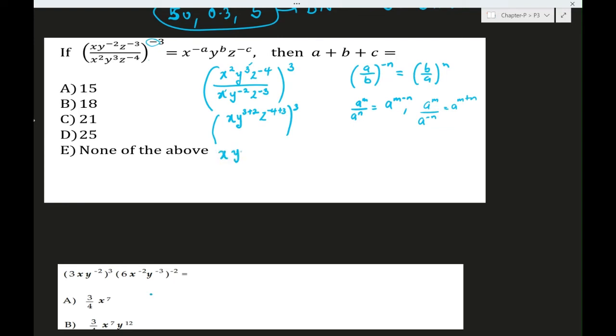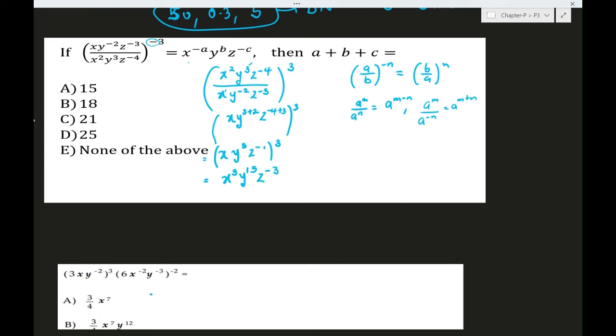So this becomes x, and this is y to power 5, and this is z to power, and this will be minus 1, right? And all to power 3. So now we can take the 3 inside, so that we have x to power 3. So 1 times 3, then this will be y, 5 times 3, 15. And this will be also z to power minus 3. Okay?